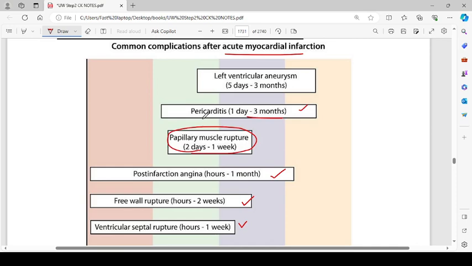Then there is a window in which pericarditis is not present, and then comes the Dressler syndrome, which is also a form of pericarditis, but it is an autoimmune pericarditis, and it happens weeks to months later. And then left ventricular aneurysm, 5 days to 3 months.